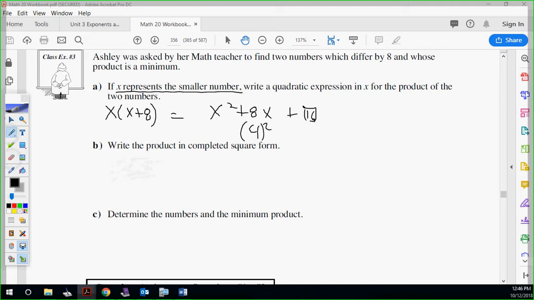So the completed square form is going to be x plus 4 squared minus 16. Yeah, because there's a plus here, we're going to minus it here. So your minimum is negative 16. So if the minimum product is negative 16, what two numbers give you that? That's the tricky part. 4 and negative 4.